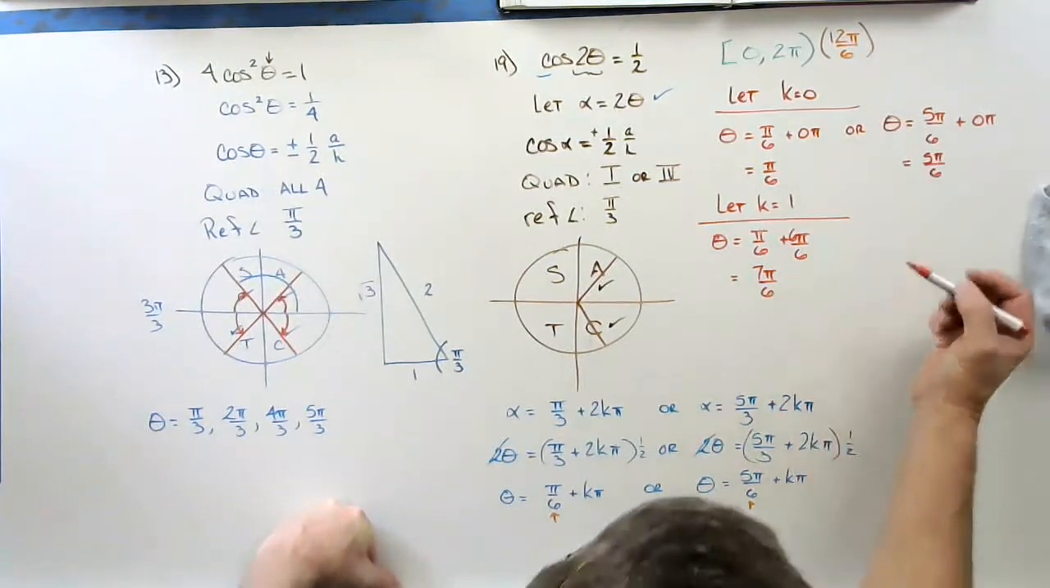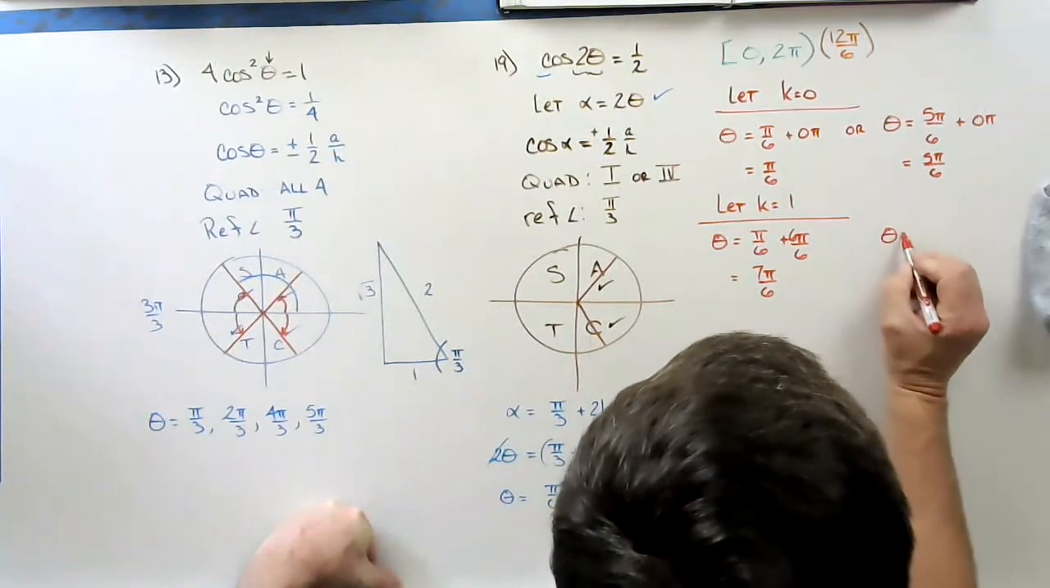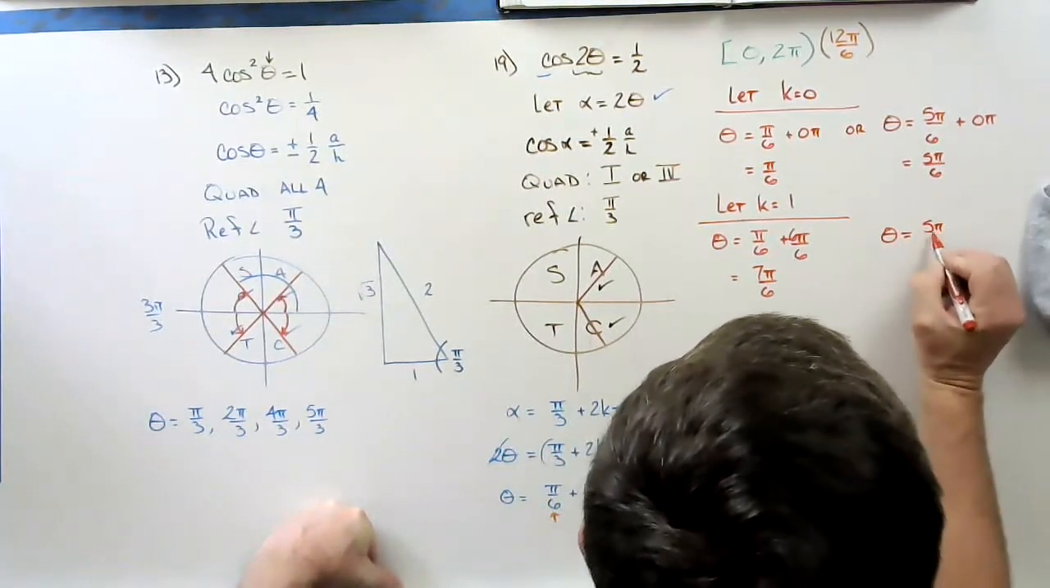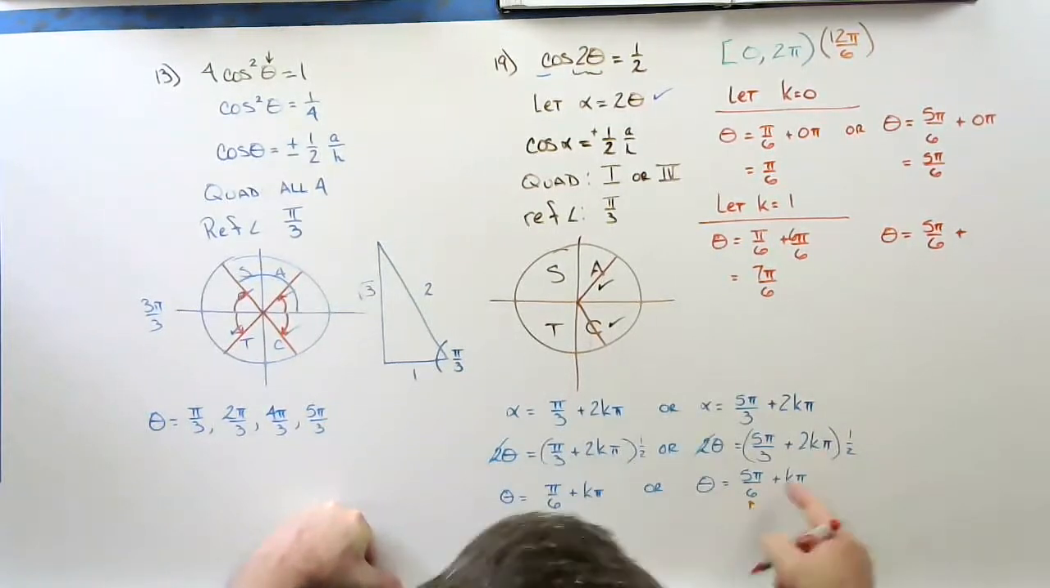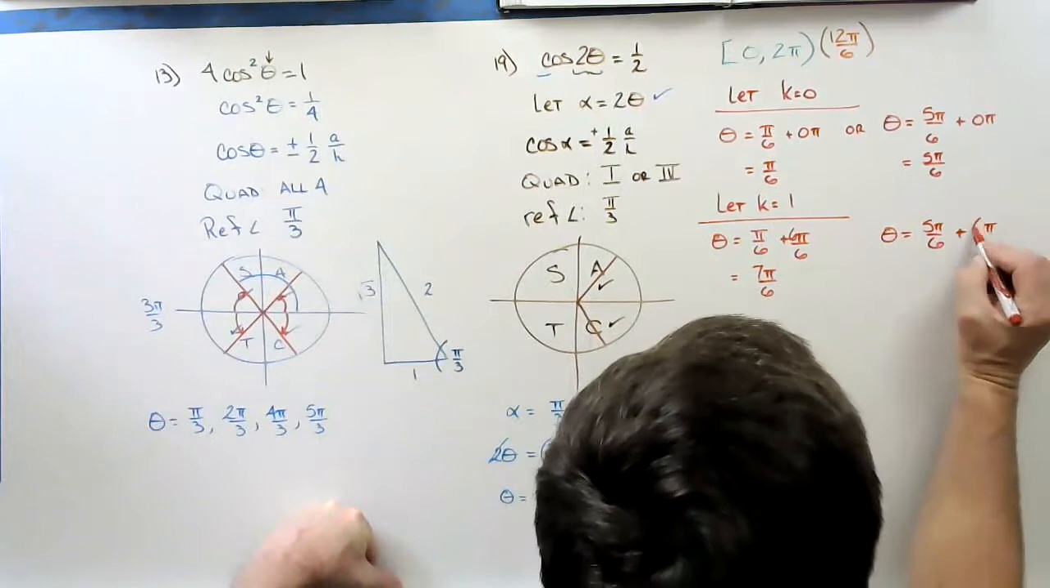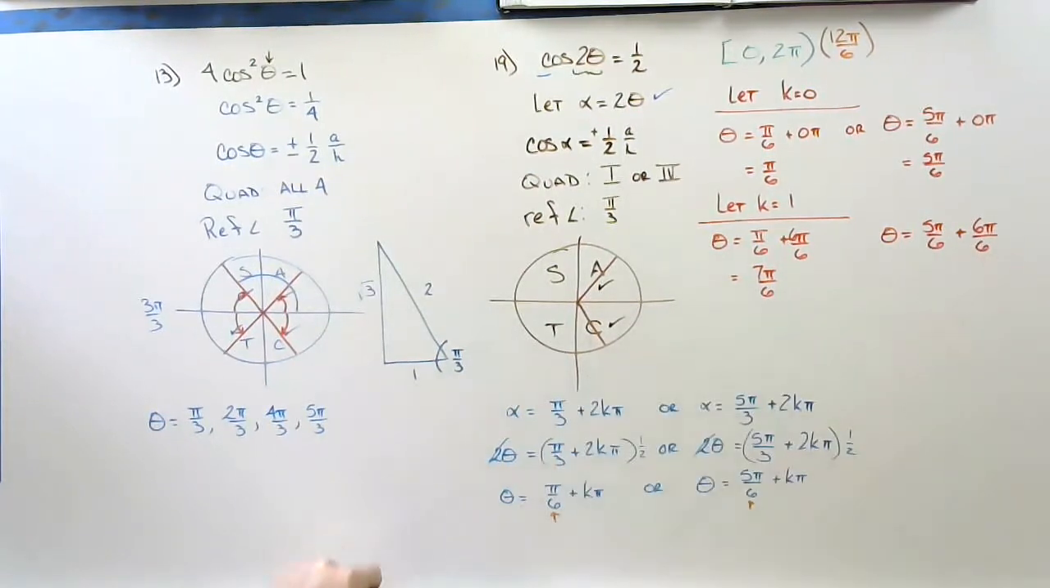I'm not there yet. I come over here to this one, I get theta equals 5 pi over 6 plus, k is 1, so that's going to be pi, which is, of course, if I get my common denominator, 6 pi divided by 6.